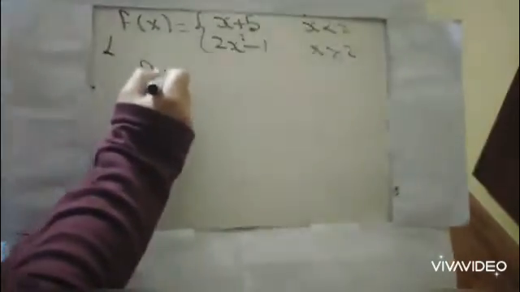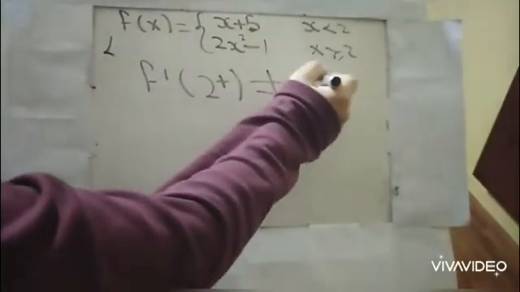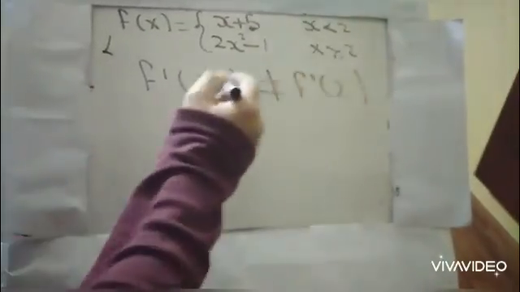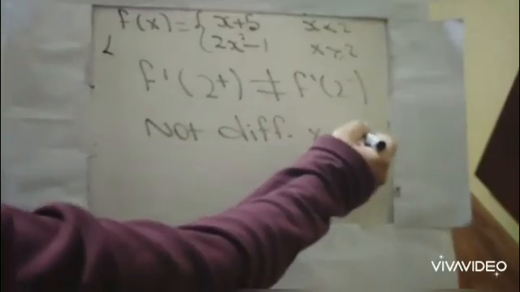So we find that f'(2) positive is not equal to f'(2) negative. One is 8, one is 1. So it's not differentiable at x equals 2.